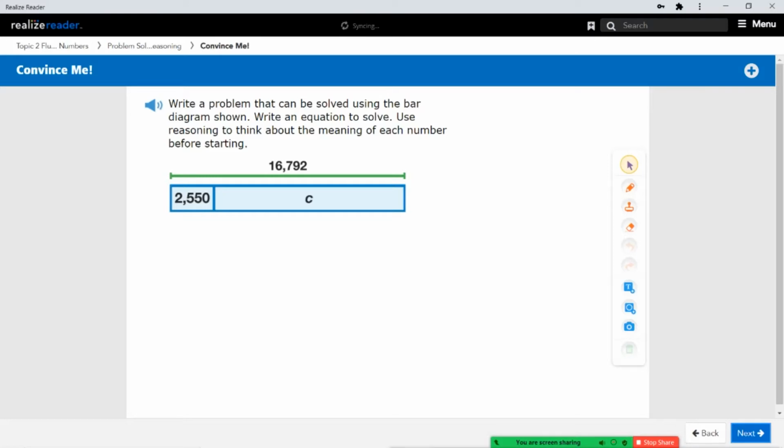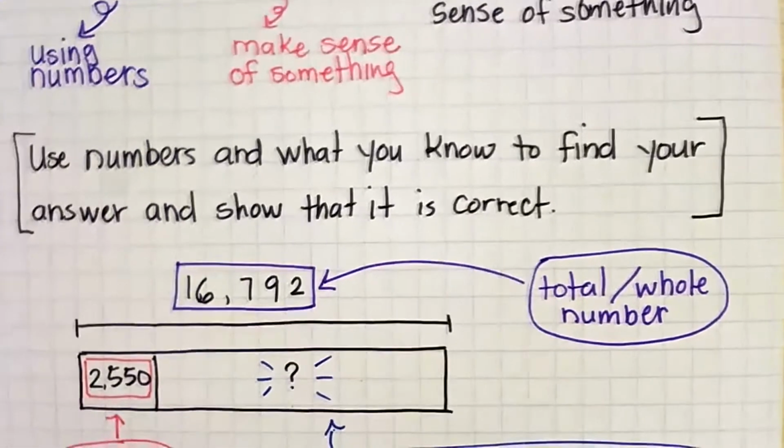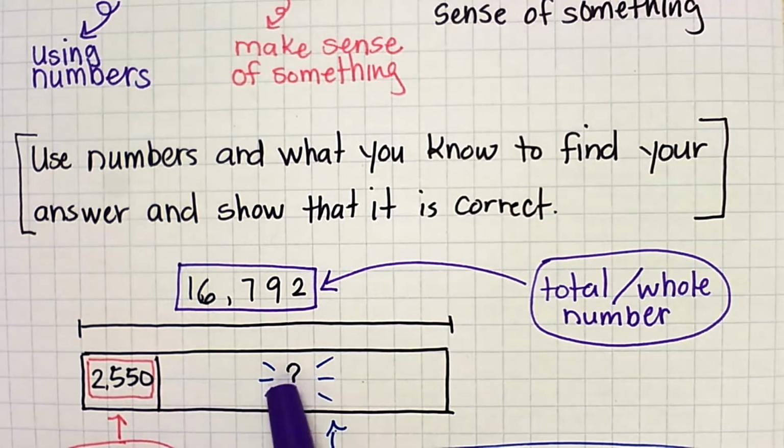So looking at this example, we need to write a problem that can be solved using this bar diagram and write an equation to solve it. We're going to use reasoning to think about the meaning of each number. So I'm going to go ahead and take what we have from these numbers, and I already put them down into my notes. So I took the diagram that they created, the 6,792, with our bar diagram over here, where one part was 2,550 and the other part was our missing part.